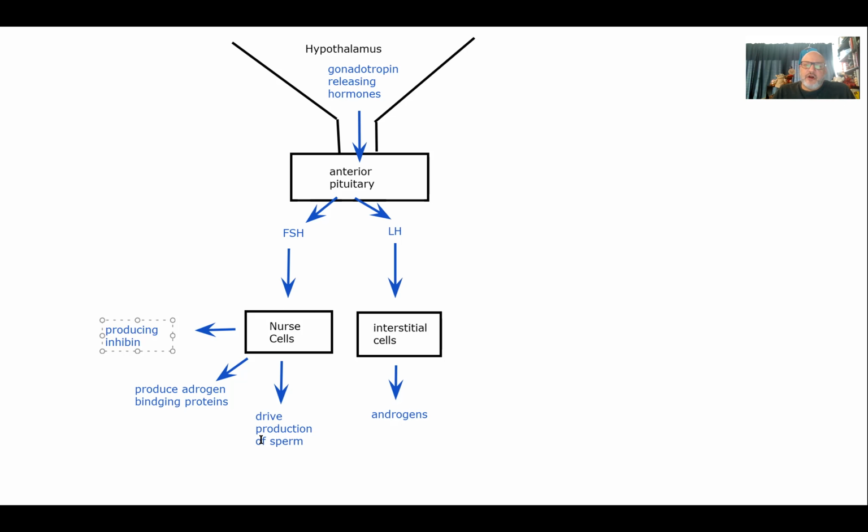So these are our linear processes. Hypothalamus produces gonadotropin releasing hormones, telling the anterior pituitary to produce luteinizing hormone. And that luteinizing hormone tells the interstitial cells to make androgens. Gonadotropin releasing hormone also tells the anterior pituitary to release follicle stimulating hormone. That stimulates the nerve cells. The nerve cells then release chemical signals that drive the production of sperm, cause sperm to be made. It tells the nerve cells to make androgen binding proteins, but it also causes the nerve cells to produce inhibin.